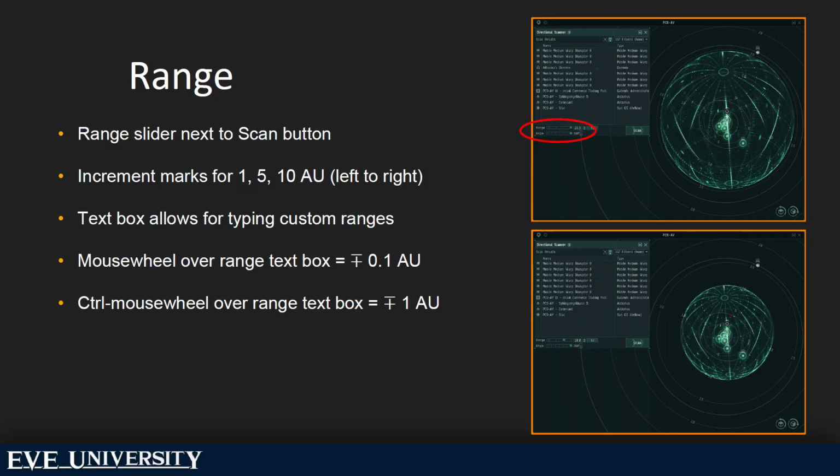Okay, let's go back. Let's talk about a couple of settings in the directional scanner window, namely range and angle. You can change the range of your D-scan from almost 0 to 14.3 AU. You can also set it not in astronomical units but in kilometers, but generally it's easier to use AU as the setting for the range.